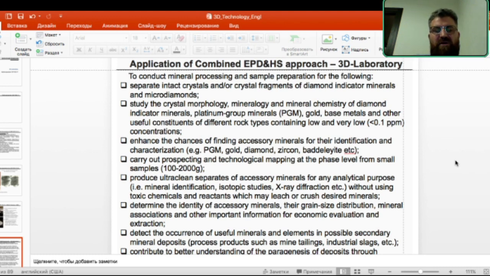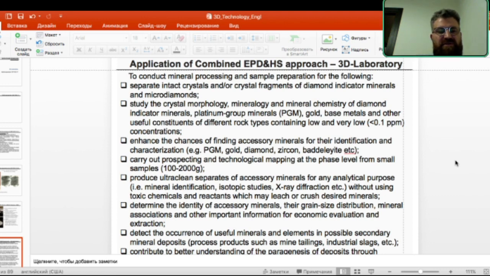These, like zircons and baryllite and other types of indicator minerals, are used for geochronology sometimes. They are very rare. It's like a few crystals in a subsequent size fraction, but we still recover them for age dating, for dating the rocks. Then it's for carrying out prospecting and technological mapping of on the face level from small samples to 1,000 grams.